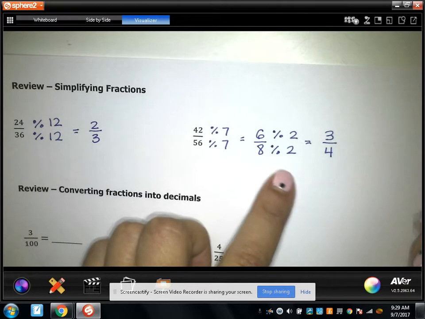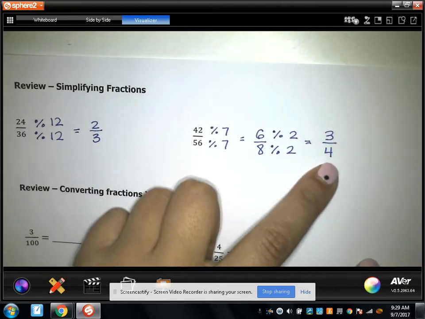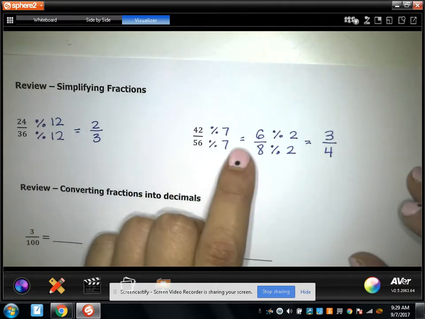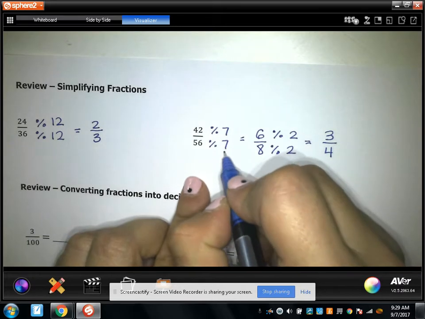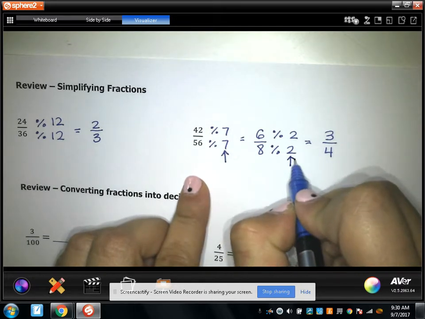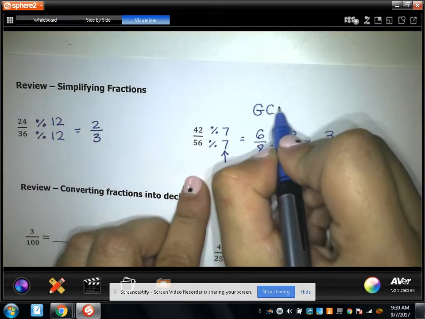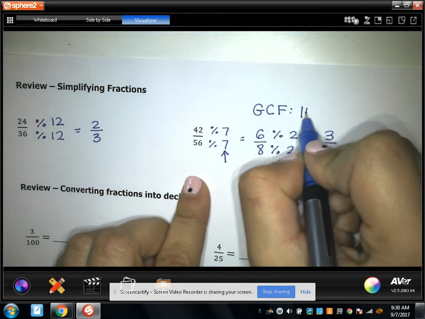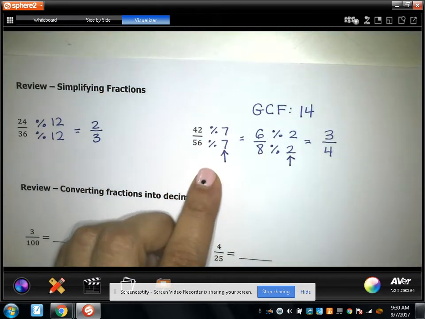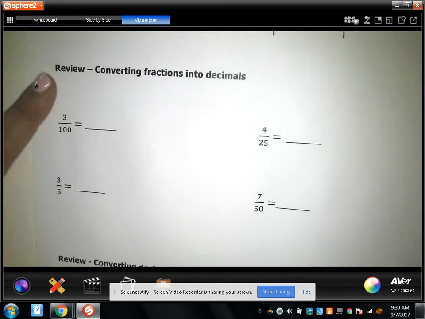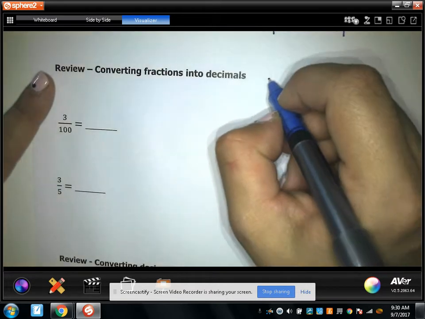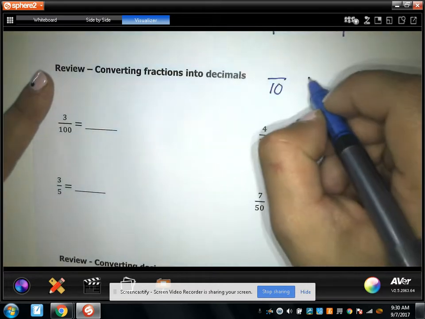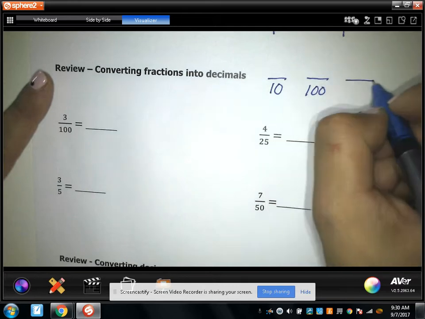It's okay to divide multiple times until you get to the simplest form. But just know that since I divided by 7 and I divided by 2, the greatest common factor here that I should have chosen the first time was 14, which is 7 times 2.